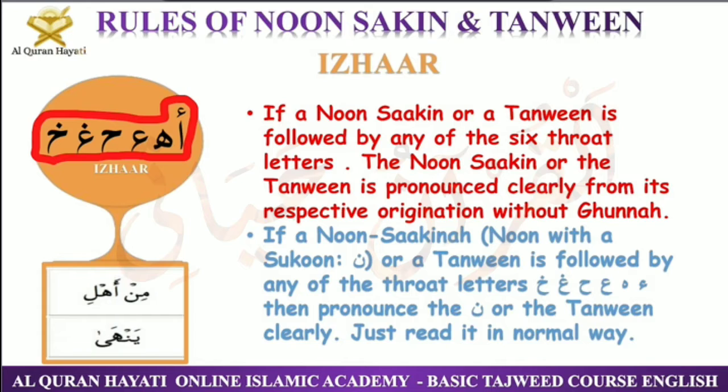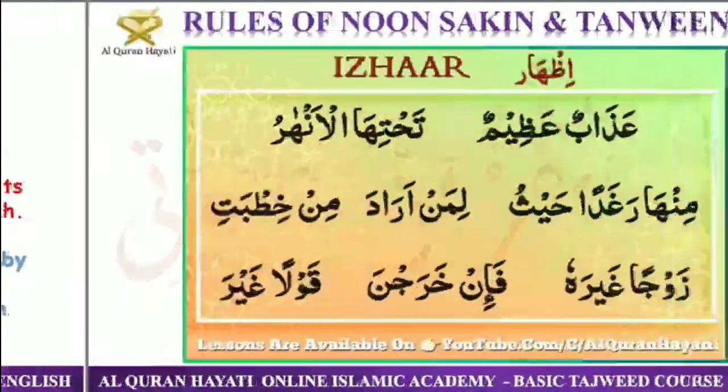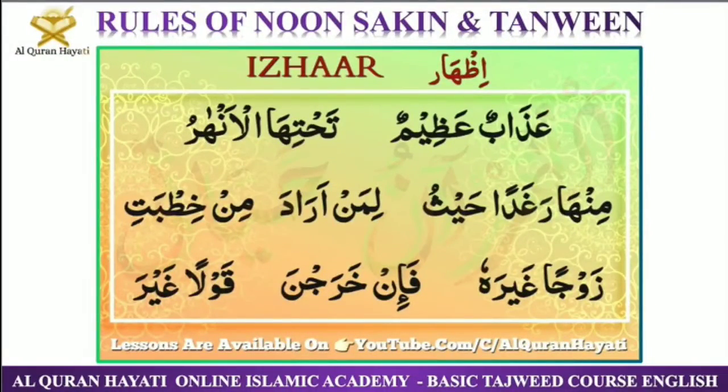And I hope every one of you knows these throat letters, because in the beginning of the makharij al huruf, when we were learning about throat letters, I had already told you that in noon sakin and tanween ruling, we will learn a ruling called izhar, where these letters play a very important role. I hope you have memorized these letters: hamza, ha, ain, ha, ghain, kha. Now inshallah I'll read these words which have the ruling of izhar. First I'll recite, then you just concentrate. After that we all can recite together.